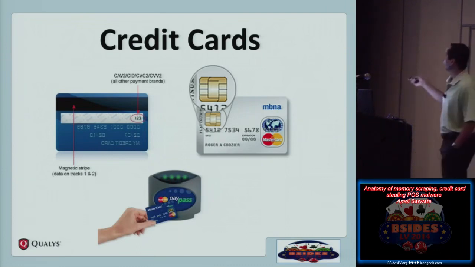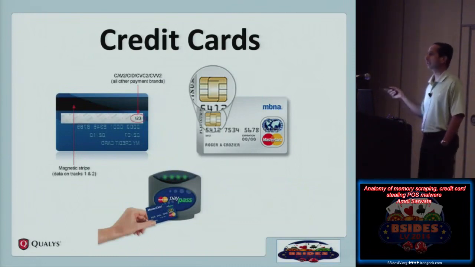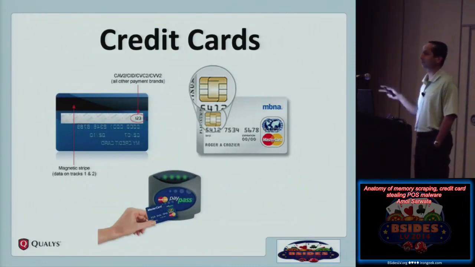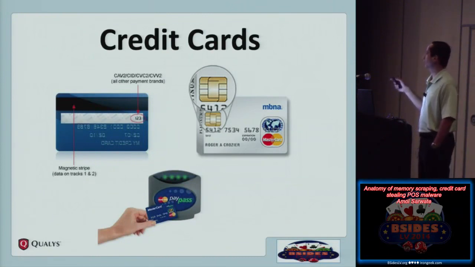On the first card, if you see, there is this CVV on the back side of the card, and I want to make this clear right from the get-go: there are two CVV numbers. There is one CVV number, the card verification number, which is on the magnetic stripe.